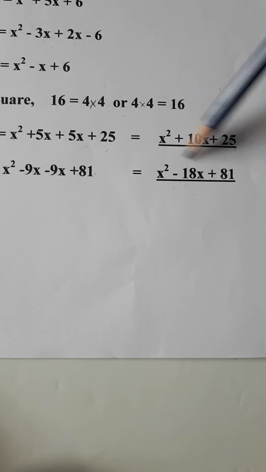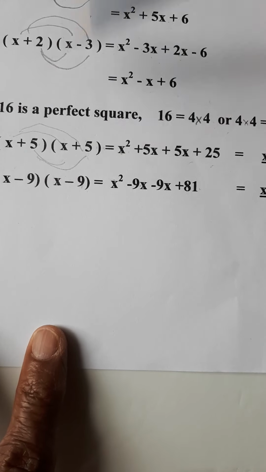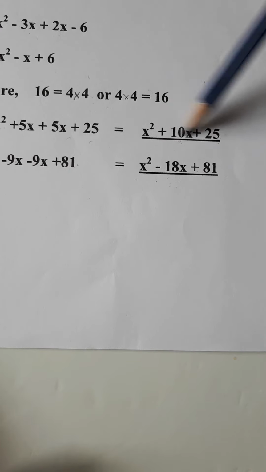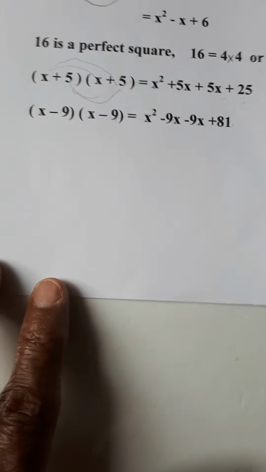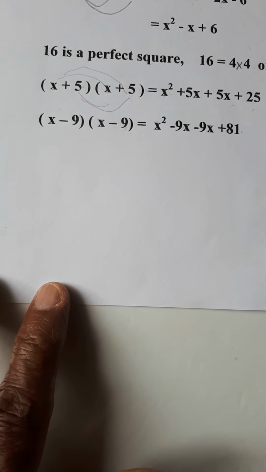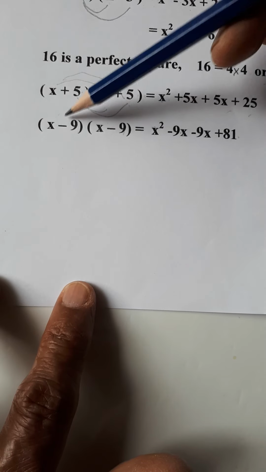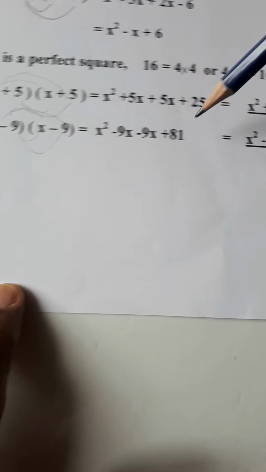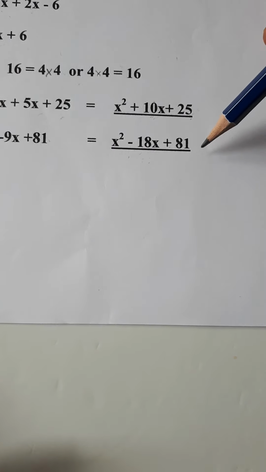So we got this expression when we multiplied the same expression twice. Therefore, this expression is called a perfect square. Let's do it for this. Then you get x squared minus 9x minus 9x plus 81. So this is also a perfect square.